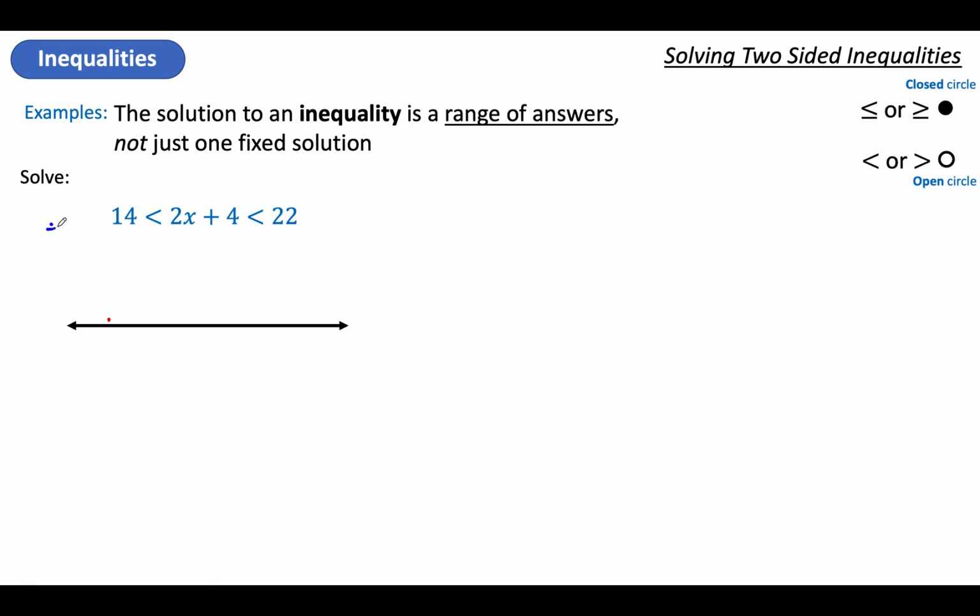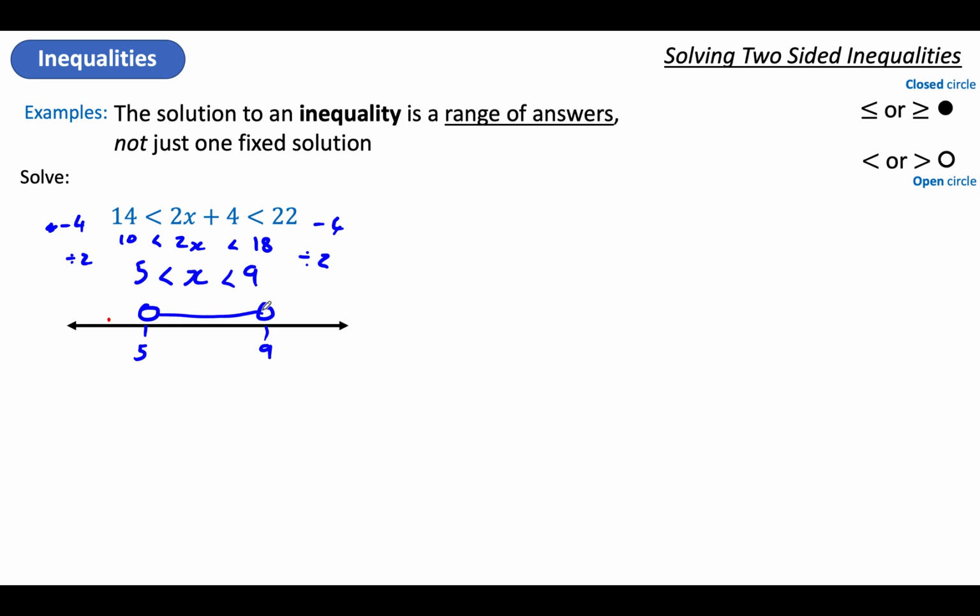Right, first thing I'm going to do is take away 4, and you need to do it from all 3 sections. So you get 10 is less than 2x, which is less than 18. And then the next thing we did was divide by the 2 to get 5 is less than x, which is less than 9. I've just divided all 3 bits by 2. Right, so on the number line, put your 2 boundaries and put in your circles. Now these are both open circles because there's no equals in those signs.